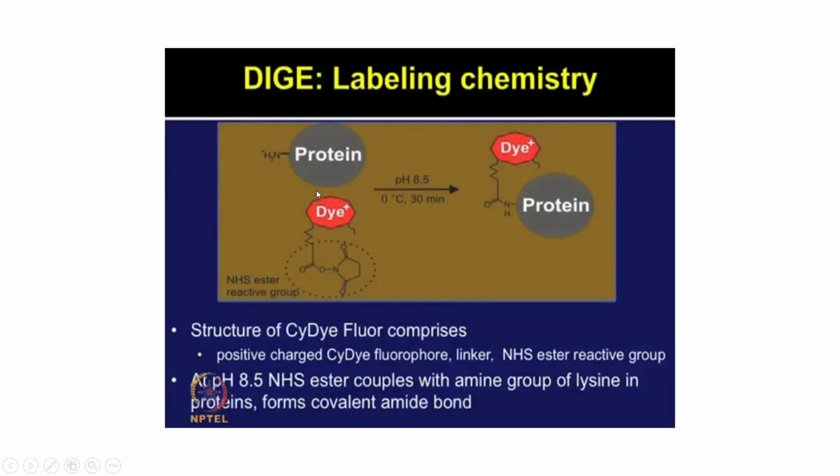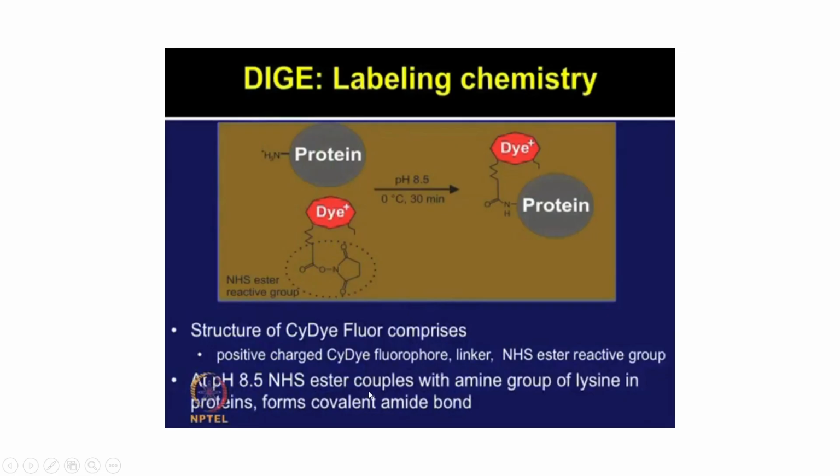How exactly does this labeling happen? Your protein has this amino group outside on that specific lysine amino acid, and that basically interacts with the dye's NHS ester group. This is how the dye looks. This side is the dye fluor, that's the fluorescence basically. It is positively charged, and it has a linker. This specific part is called the linker, and there is an NHS ester reactive group. That is what reacts with your protein. That amino group reacts with this specific group.